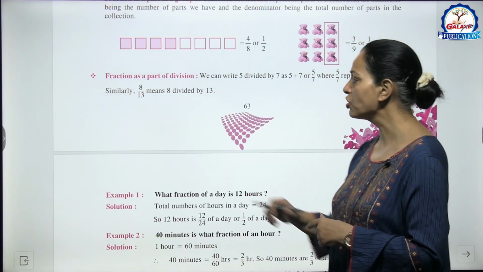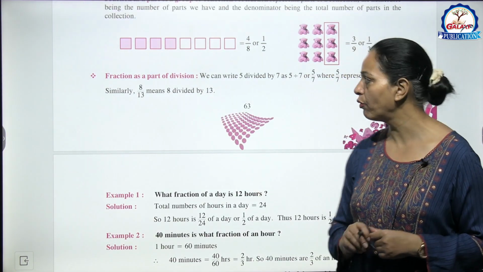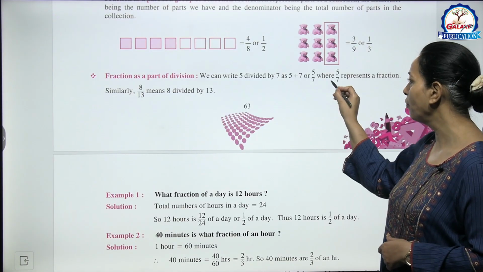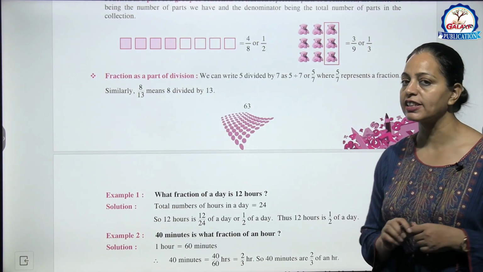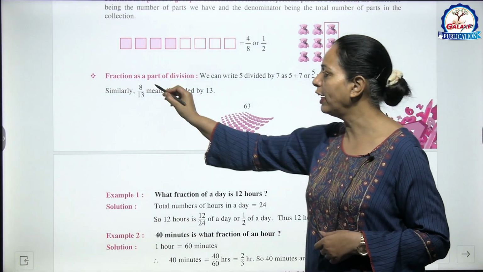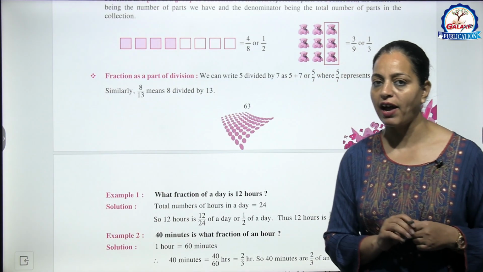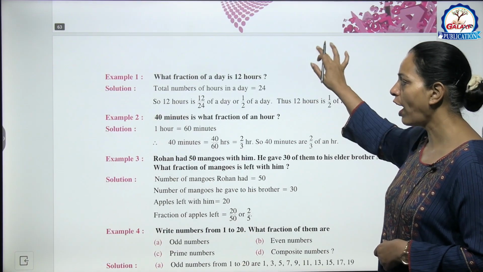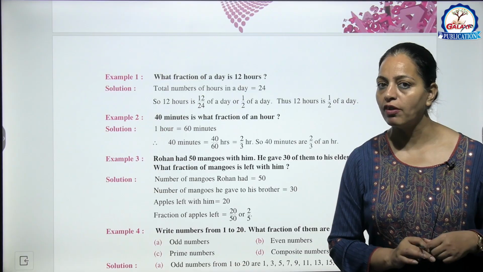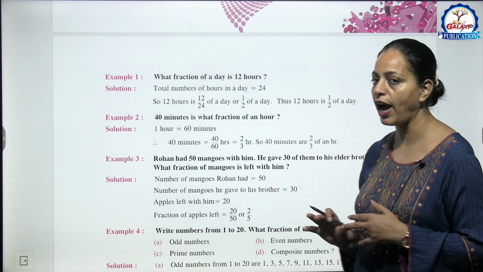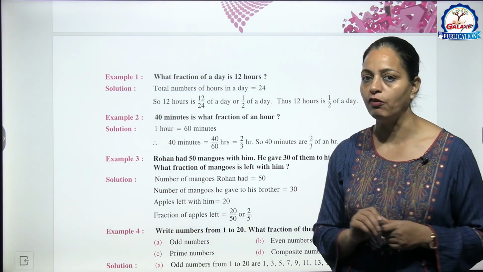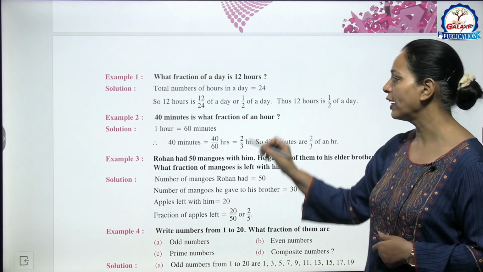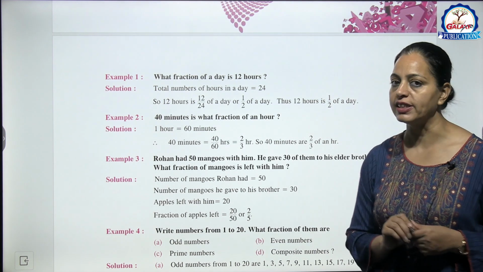Okay. Now fraction as a part of division. We can write 5 divided by 7 as 5 upon 7, where 5 by 7 represents a fraction. Similarly 8 upon 13 means 8 divided by 13. Now example 1. What fraction of a day is 12 hours? You know, in one day we have a total of 24 hours. So 12 upon 24, right? So that is 1 by 2 of a day.